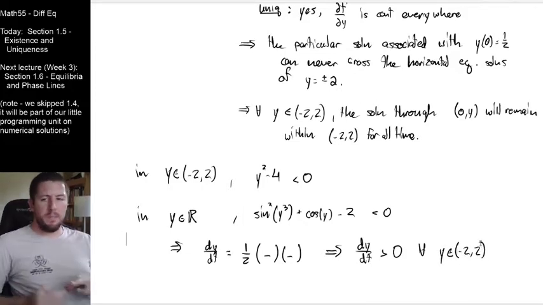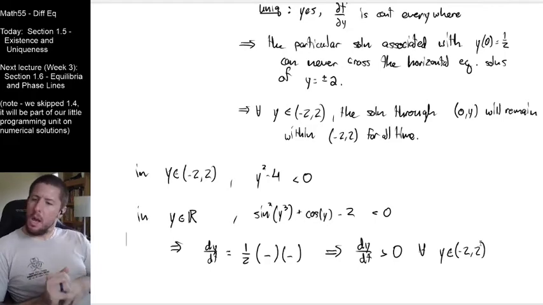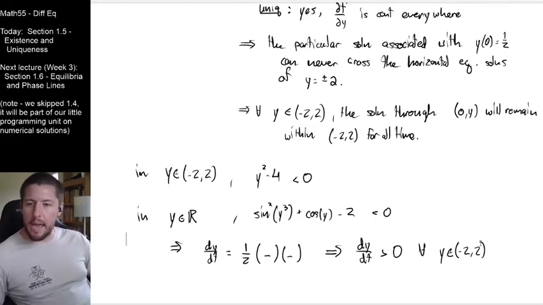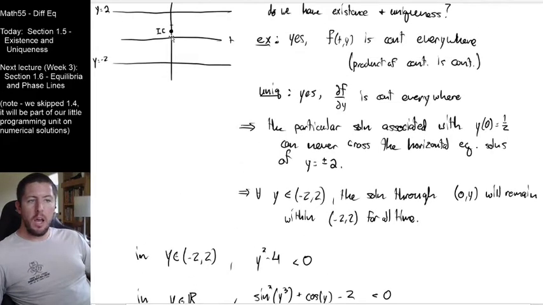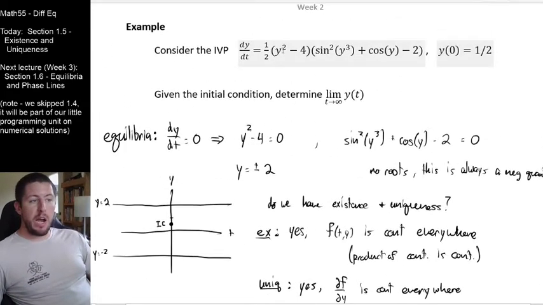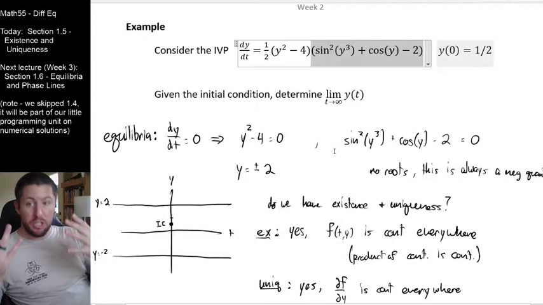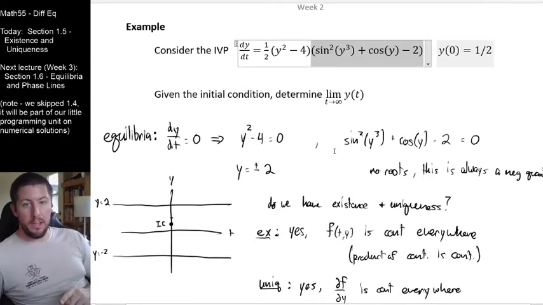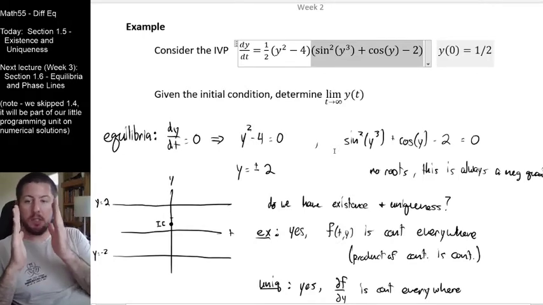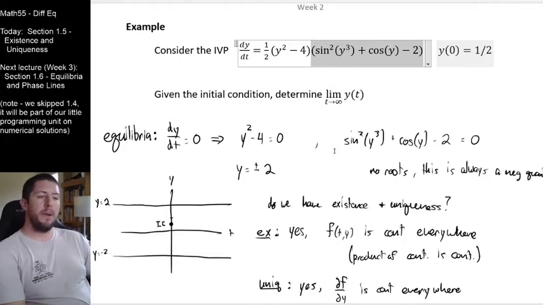Right? So this is just me doing a little bit of algebra right here. This is me saying, is our function going to grow or is it going to decay when we start from this initial condition of 0, 1/2 right here? What I just determined is that the two contributing factors here, the quadratic factor, is guaranteed to be negative always whenever y is between negative 2 and 2. The trig factor is guaranteed to be negative actually always for literally any y value. That's always going to be negative because sine and cosine will never be maximums at the same time right there.